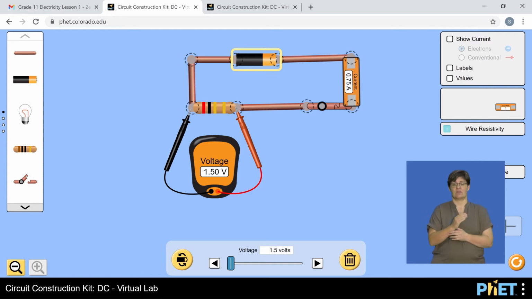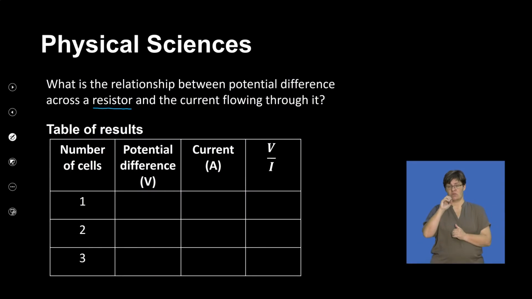So if we go back to our table, there's one cell there. One cell is 1.5 volts in this case. So our potential difference is 1.5 volts, and then the current was 0.75 amperes, all right?